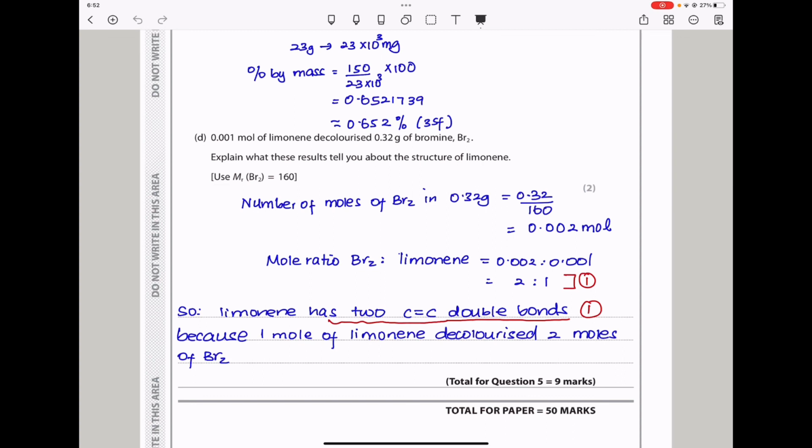Down here they ask, 0.001 mole of limonene decolorized 0.32 grams of bromine water. Explain what these results tell you about the structure of limonene. I know the moles of limonene, but I need to find the number of moles of bromine that was decolorized. Number of moles of bromine in 0.32 grams is 0.32 divided by 160 we have here, which gave me 0.002 mole. So the ratio we have is 0.001 to 0.002, which is going to be 1:2. Therefore, there will be 2 carbon-carbon double bonds in limonene because 1 mole of limonene uses up 2 bromine molecules.